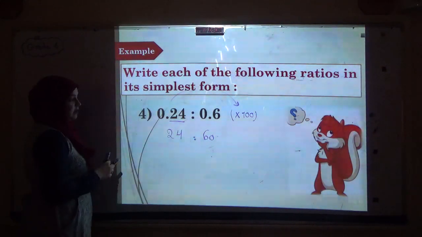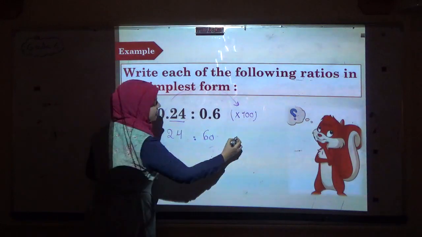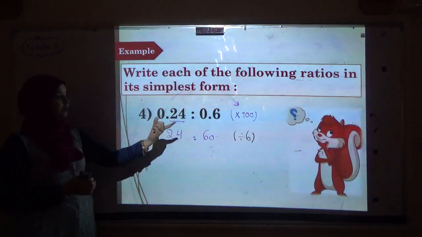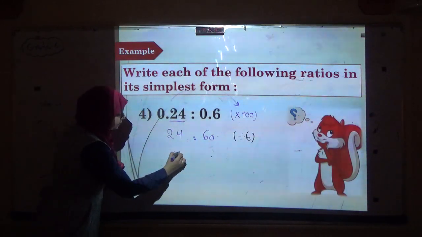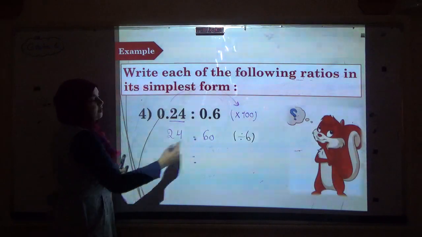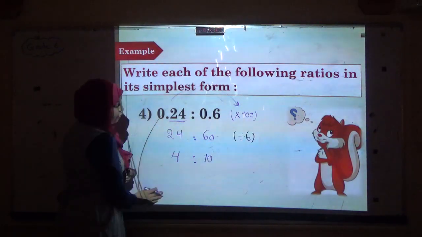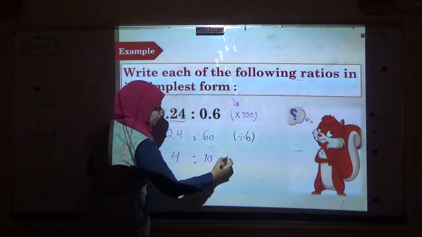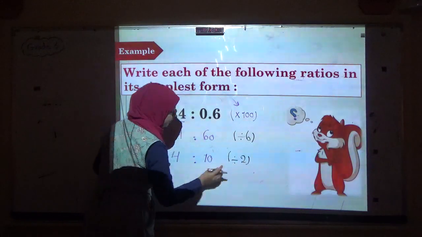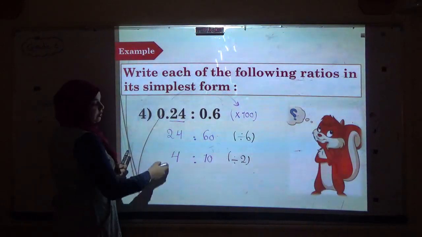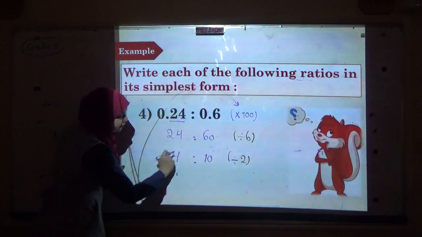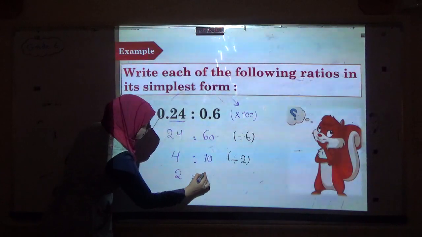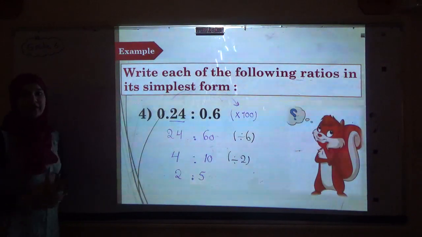Now we can simplify this ratio by dividing the two terms by 6 because we have a common factor between them, which is 6. 24 divided by 6 equals 4, and 60 divided by 6 equals 10. Also here we have another common factor between 4 and 10, which is 2. So we can divide them by 2 to put this ratio in the simplest form. 4 divided by 2 equals 2, and 10 divided by 2 equals 5, and 2 to 5 is the simplest form of the ratio.